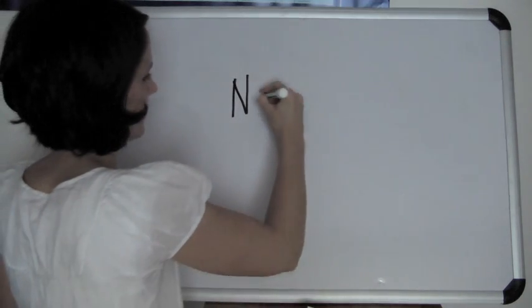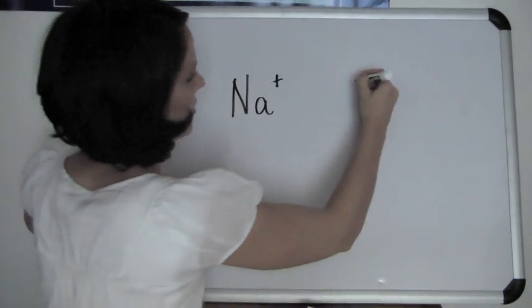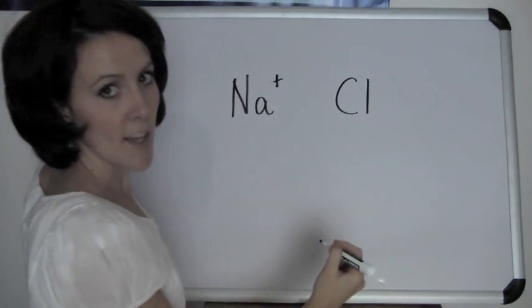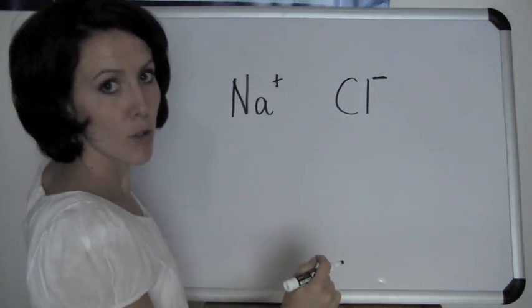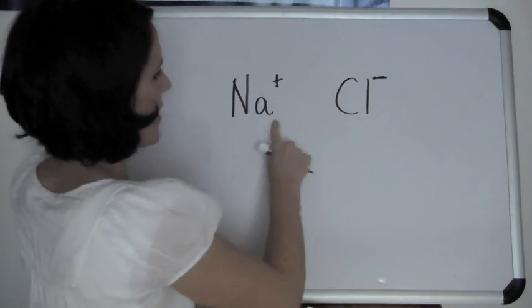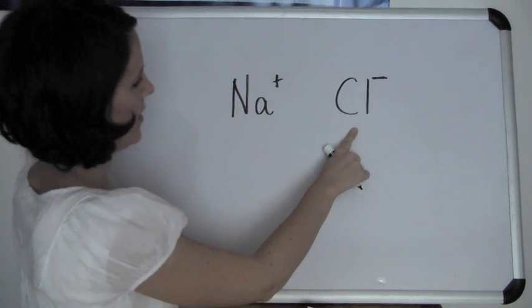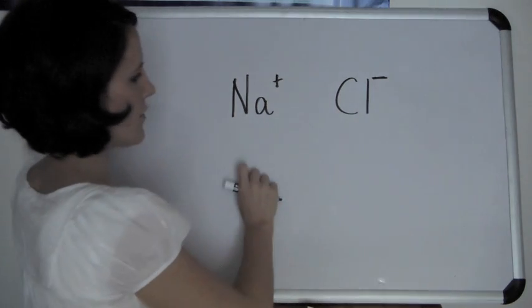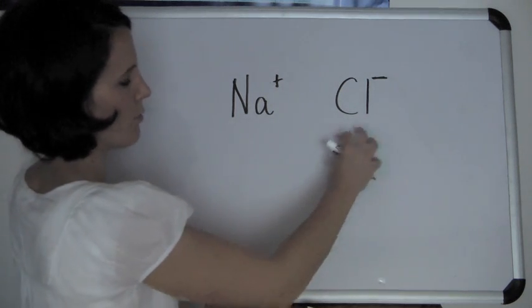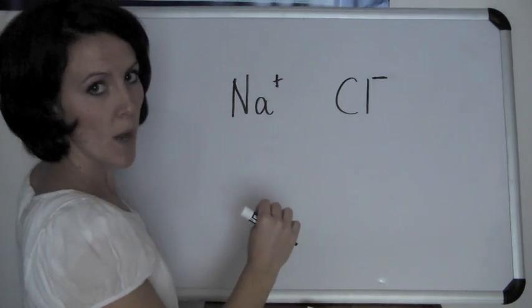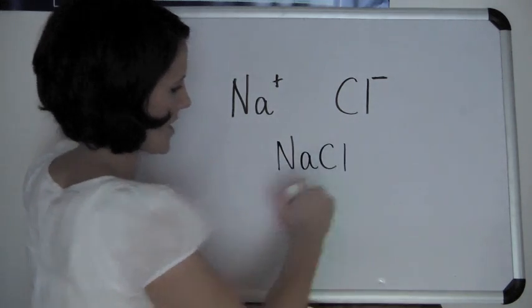Sodium forms a +1 ion. Chlorine, on the other hand, forms a -1 ion known as the chloride ion. If these combine, and I know that there must be a net charge of 0, how many of each of these would I need? Well, if I have +1 and if I have -1, I know that it's a 1-to-1 ratio. So it would be written NaCl.